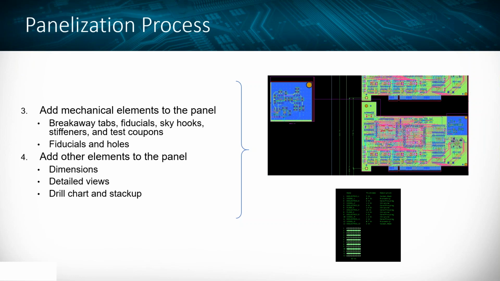Once we've added those manufacturing elements, we can actually add other elements as well. So we can add dimensioning, detailed views, or zoomed in areas of certain boards just to make a little bit more information easily viewable. And then we can also add a drill chart and stack up that again is automatically read from that PCB file and up to date if that stack up may change late in the game.